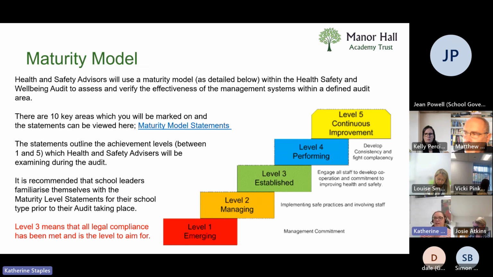Okay, so I've kind of skipped ahead here. So maturity model. It's on the screen for you to see there. So you can see the type. So level 1, emerging.